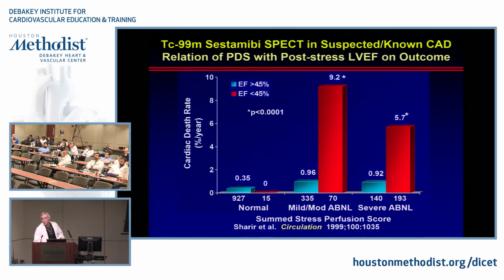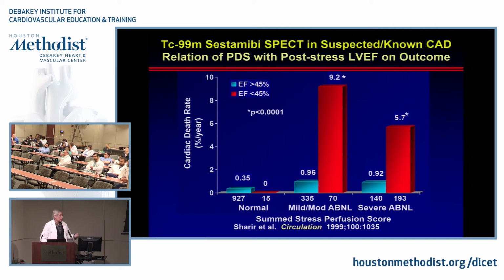This is data from many years ago with Dan Berman, showing a normal myocardial perfusion scan, mildly abnormal, moderately abnormal, or severely abnormal, and whether the ejection fraction is less than 45% post-stress or greater than 45%. Look at the difference in event rates in terms of cardiac death in 1 year. Okay, our patient was right on the teeter-totter. He was like 45, 46% EF. So again, you can see the importance of ejection fraction.